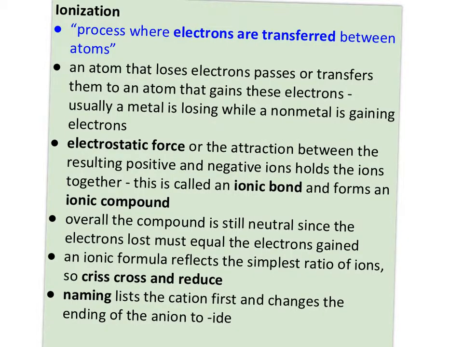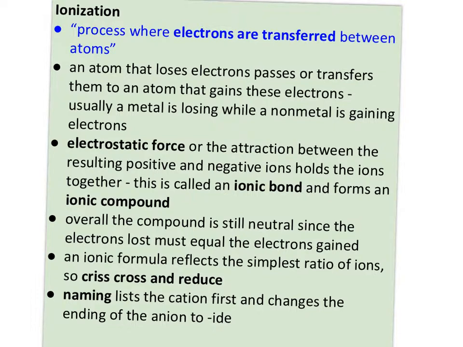So to wrap up, ionization is a process where electrons are transferred between atoms. So one atom loses electrons and another atom gains these. More realistically, it's the smaller atom ripping the electrons off the larger atom. So it's usually a metal losing, while a nonmetal is gaining electrons. And then electrostatic force is the attraction between positive and negative things. So the resulting attraction between your positive and negative ions holds the ions together, and that's called the ionic bond, and it forms what we know as an ionic compound.